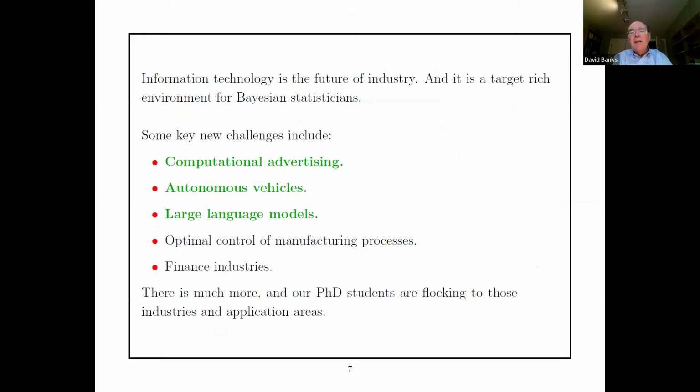I think information technology is going to be the future of industry. It's a target-rich environment for Bayesian statisticians. And some of the key challenges are going to include computational advertising, autonomous vehicles, large language models, optimal control of manufacturing processes, financial industries, and a whole lot more. I'm going to talk about the first three indicated in green in a little bit of detail, but I will certainly point out that our PhD students are flocking to these industries and application areas. Working for Google, working for Amazon, working for LinkedIn is a very sexy career path. And I think we need to help our students prepare for that type of role.